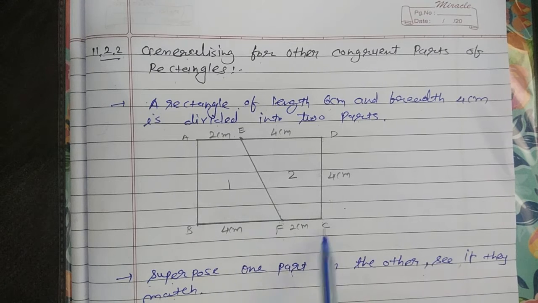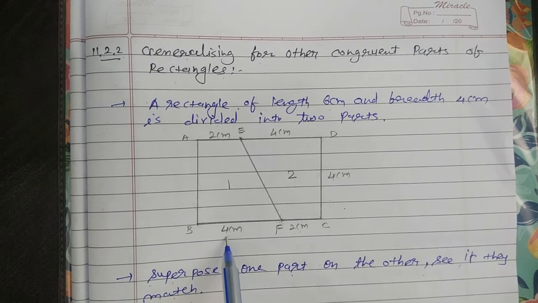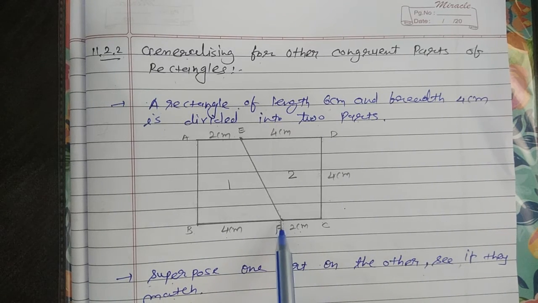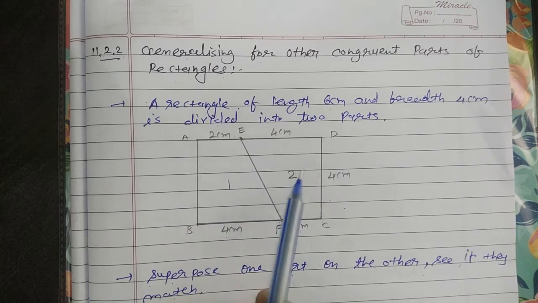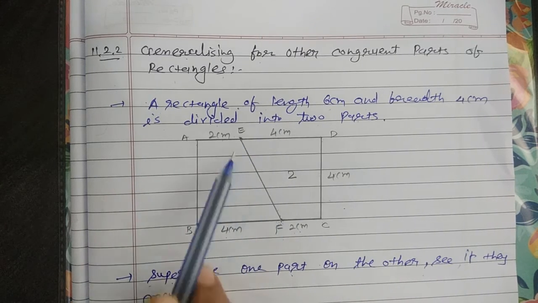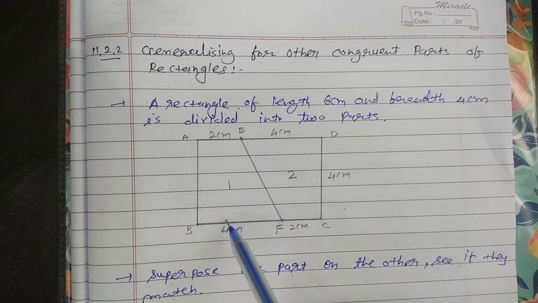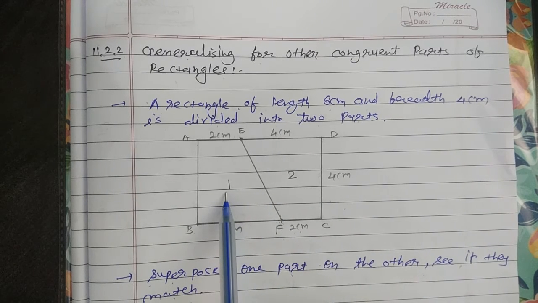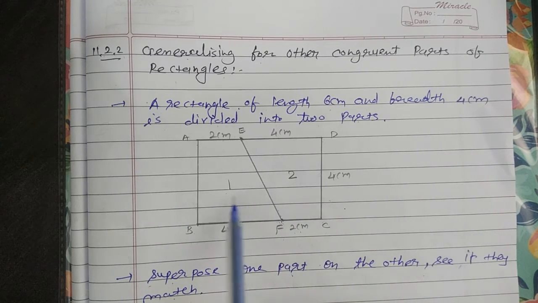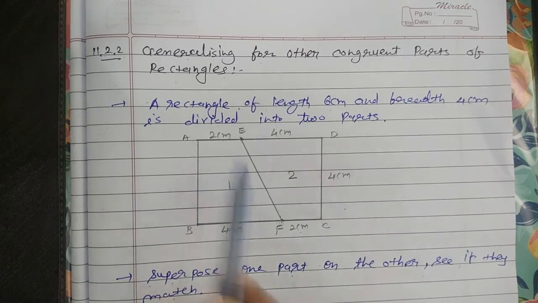Similarly, between B and C we have to take a point F, which has a measure from C of 2 centimeter, and from B it is 4 centimeter. Now we have to divide it. How do we divide this rectangle? We have to connect E and F through a straight line, and now we have divided it. So this is one part and this is a second part. These 1 and 2 parts make a rectangle.